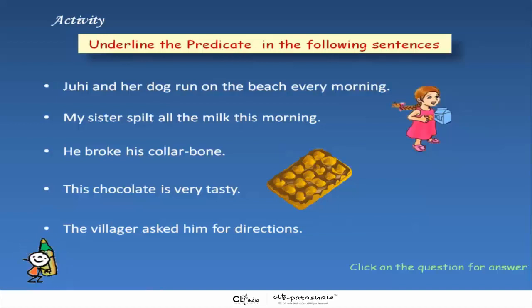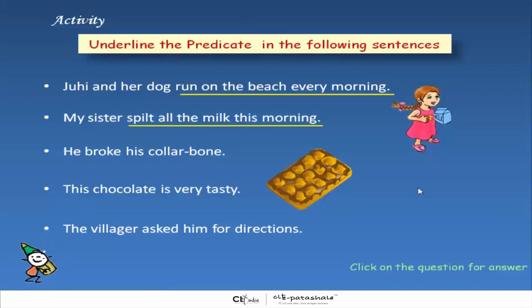Underline the predicate in the following sentences. Juhi and her dog ran on the beach every morning. Ran on the beach every morning is the predicate. My sister spilt all the milk this morning. Spilt all the milk this morning is the predicate.